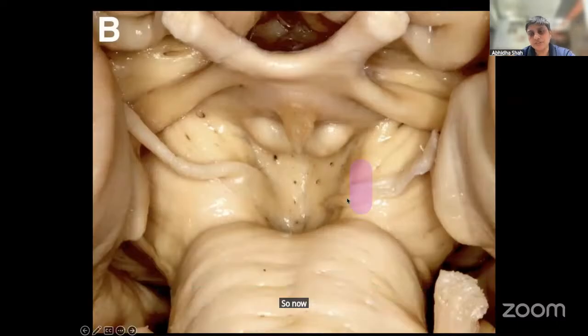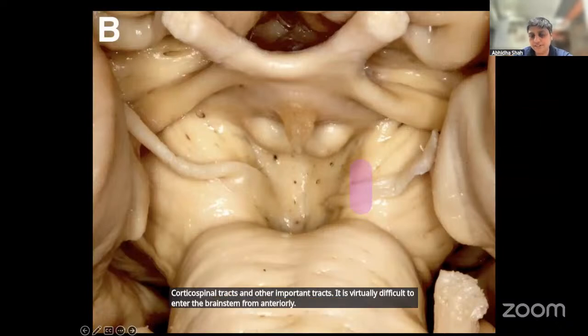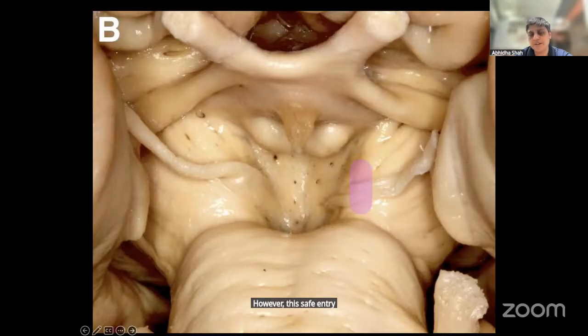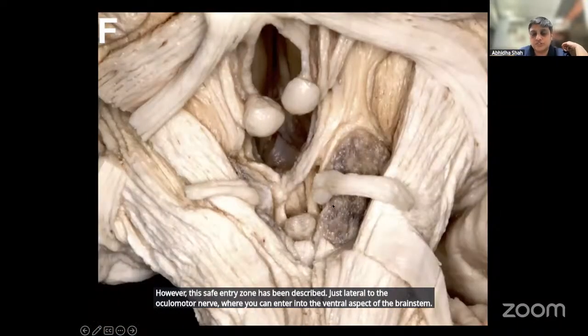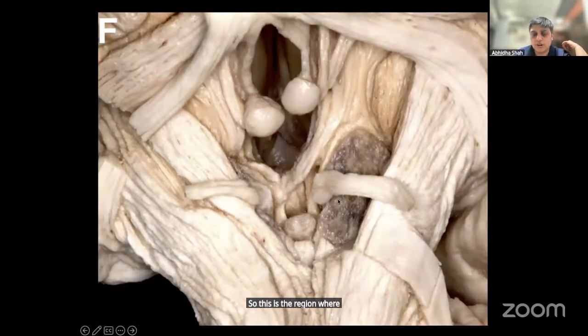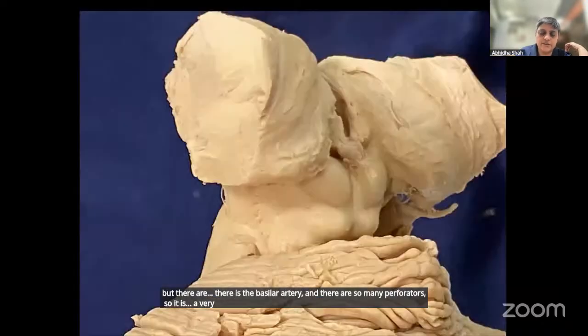So now coming to the safe entry zones of the midbrain. Ventrally, because there is this huge fiber bundle of the corticospinal tracts and other important tracts, it is virtually difficult to enter the brainstem from anteriorly. However, a safe entry zone has been described just lateral to the oculomotor nerve, where you can enter into the ventral aspect of the brainstem. But there is the basilar artery and there are so many perforators, so it is a very technically demanding approach.